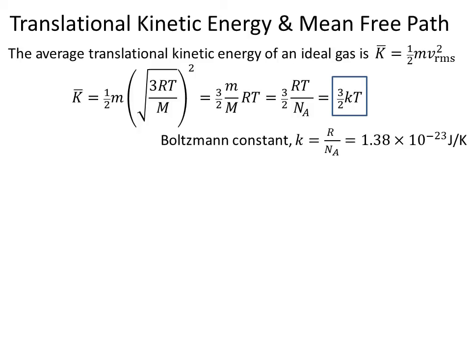This little k is known as Boltzmann's constant, and k is equal to R divided by N, Avogadro's number, which is equal to 1.38 times 10 to the minus 23 joules per kelvin. This is another case where we see an explicit connection between a microscopic value, this translational kinetic energy, and the temperature.